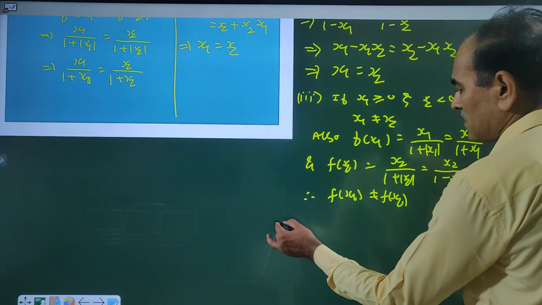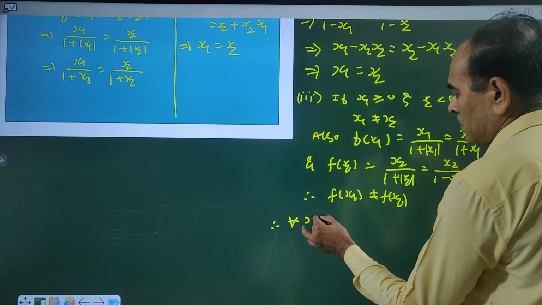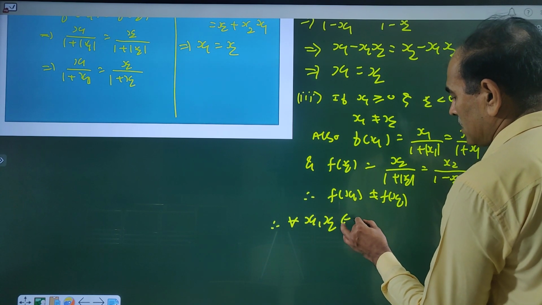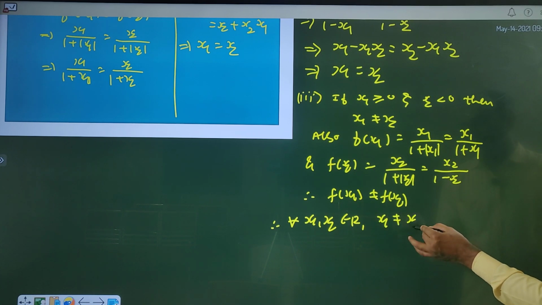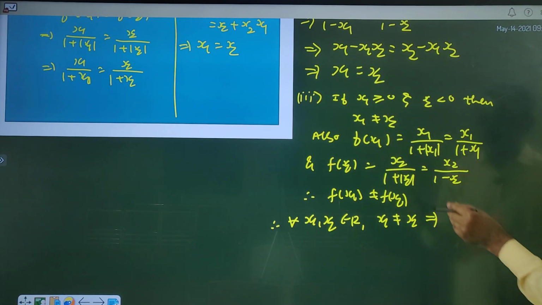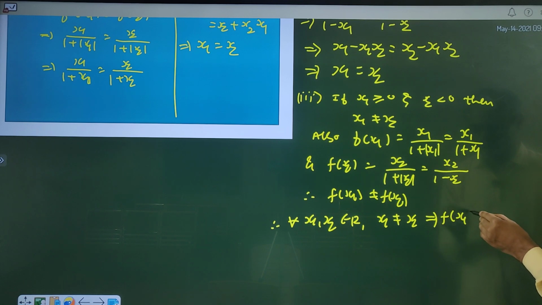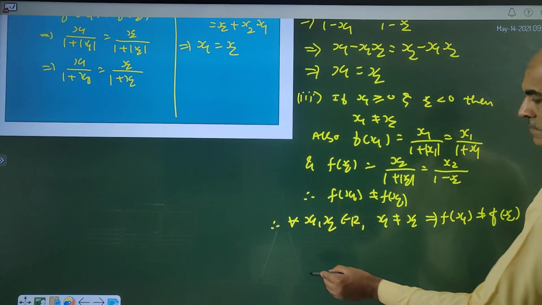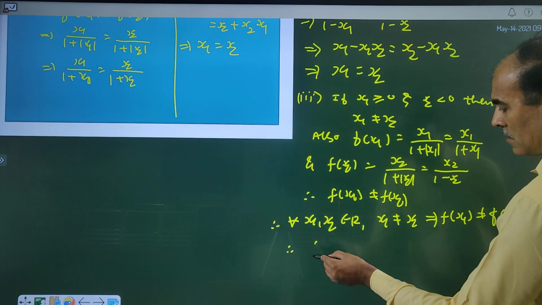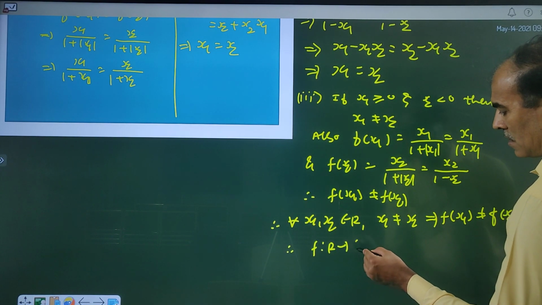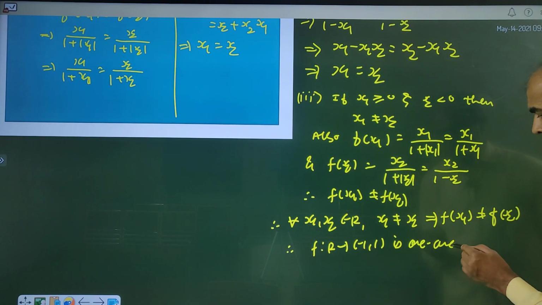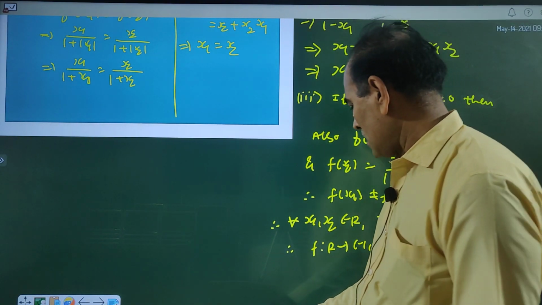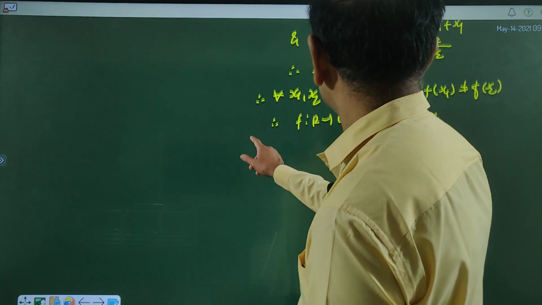And therefore, what have we seen? For all x1, x2 belonging to R, x1 not equal to x2 in all cases, f of x1 is not equal to f of x2. And therefore, f from R to minus 1 to 1 is one-one. Now, how to check onto-ness?